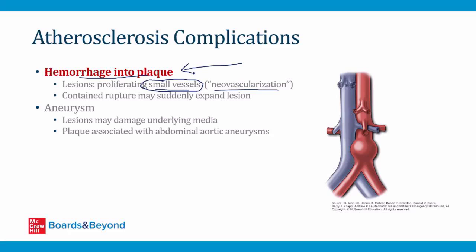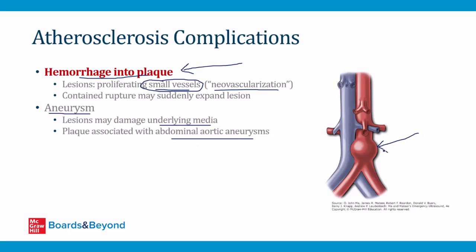That's because there was a rupture and bleeding into the plaque. And then the final complication to know about is aneurysm. So these lesions can damage the underlying medial layer, and then the artery wall can start to bulge out. And this is extremely common in the abdominal aorta. So this is a picture of that right here. This is an aneurysm right here. And this is a consequence of atherosclerosis.